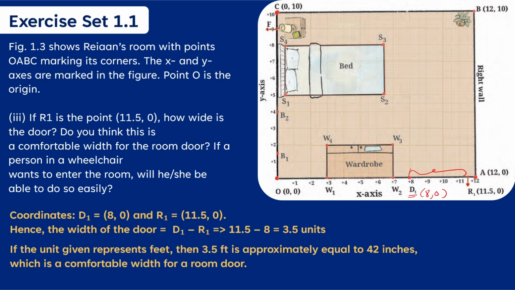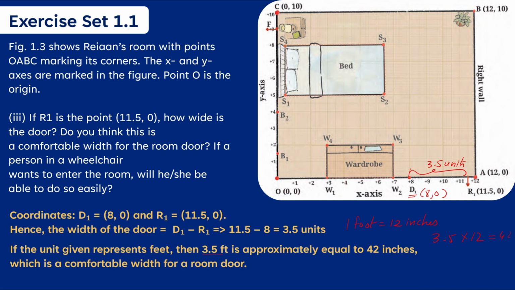Now, if we are given the scale that one unit represents 1 foot, then it's 3.5 feet, which is approximately equal to 42 inches, because 1 foot is approximately 12 inches. So this represents 3.5 units, and if we multiply 3.5 times 12, we get around 42. So this is a comfortable width for a room door.